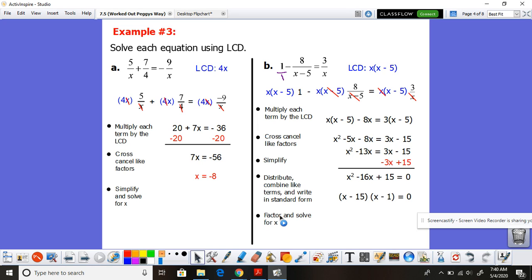So when we factor this out to solve, x minus 15, x minus 1, which means our answers are x equals 15 and x equals 1. You should always plug those in to make sure they work, to make sure there's no extraneous solutions, but these do both work.